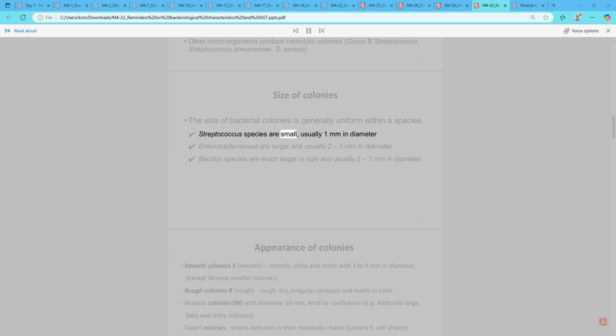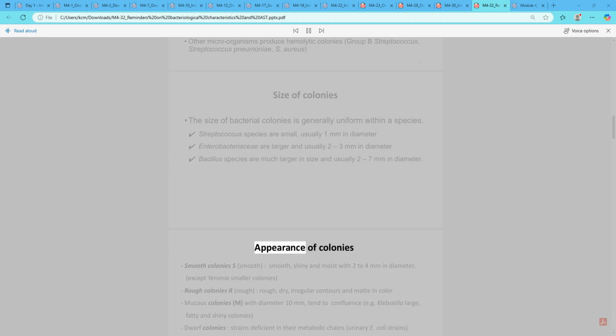The size of bacterial colonies is generally uniform within a species. Streptococcus species are small, usually 1 millimeter in diameter. Enterobacteriaceae are larger, usually 2 to 3 millimeters in diameter. Bacillus species are much larger, usually 2 to 7 millimeters in diameter.